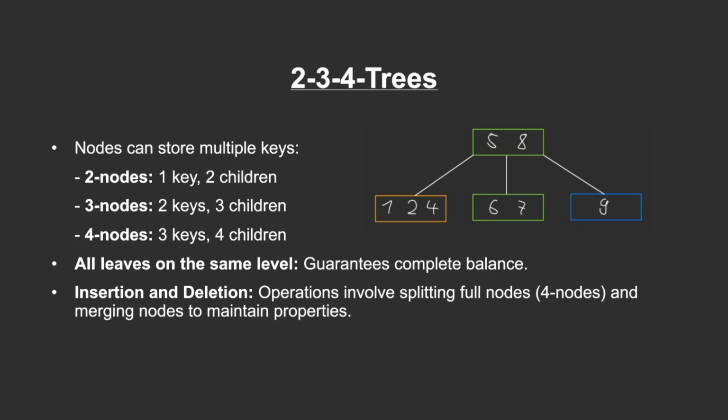This means each node in a 2-3-4 tree can hold more than 1 key and also have more than 2 children. A 2 node holds 1 key and can have 2 children, a 3 node holds 2 keys and can have 3 children, and a 4 node holds 3 keys and can have 4 children.